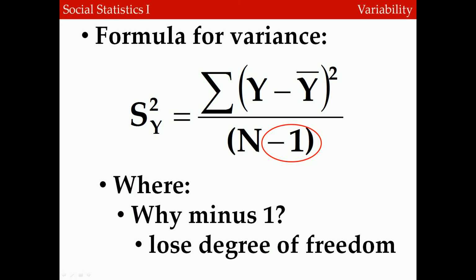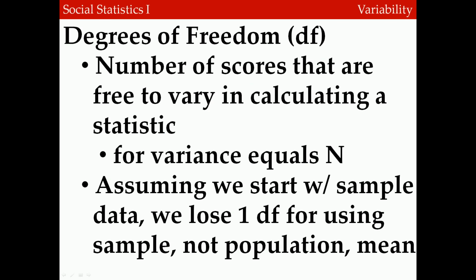Well, it has something to do with something called degrees of freedom. So, what do we mean by degrees of freedom, or df? Degrees of freedom refers to the number of scores that are free to vary in calculating a statistic. In calculating the variance, our starting point is the number of cases, n. So this is what's free to vary. Now, we're assuming here that we're starting with sample data. And notice that in order to calculate the variance, we first have to calculate another statistic, the mean. In this case, rather than using the true mean, or the population mean, we're using a sample mean. And therefore, we're imposing one restriction on our data. And therefore, we lose 1 degree of freedom.